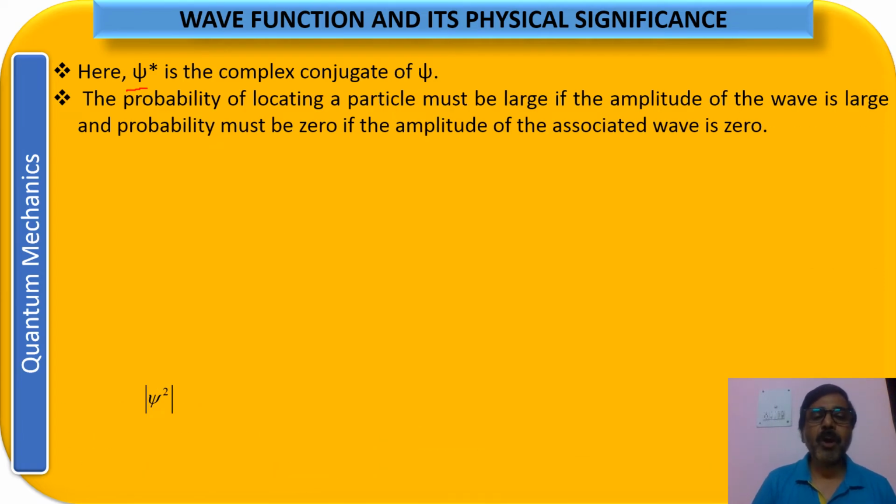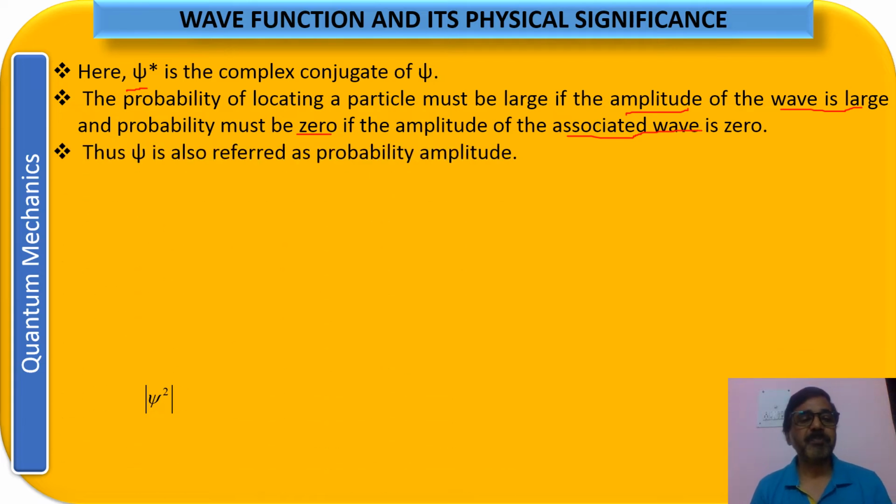The probability of locating a particle must be large if the amplitude of the wave is large. This is what I explained with the diagram. If the amplitude is large, the probability is large, and it must be 0, or you can say minimum, if the amplitude associated with the wave is 0. If it is exactly 0, then the probability is 0, because the amplitude itself is 0. Thus, psi is also referred to as the probability amplitude.